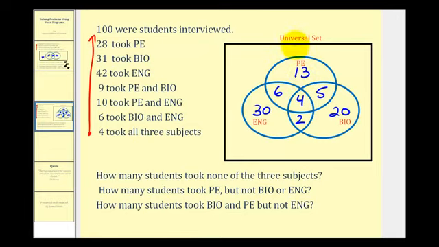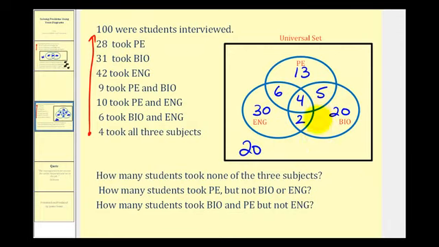Now the last step is to determine of these 100 students, how many are not taking any of these three subjects. So let's see how many students have been accounted for. We have 30 plus 20 plus 13, that's 63, plus 6 plus 4 plus 5 plus 2, that's 17. So 80 students have been accounted for of the 100, leaving 20 more that are not taking any of these three subjects.